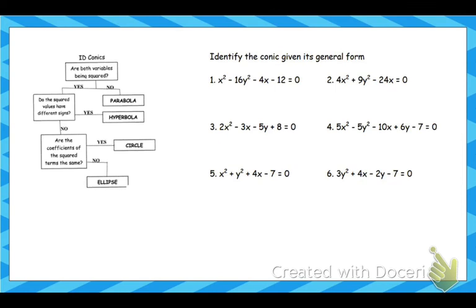The first thing we're going to do to kind of separate these conics from each other is to figure out, are both variables being squared? All right, if both variables are not squared, then it's a parabola. So if you look at these examples here, if you look at number 3, there's only an x squared, there is not a y squared. So that's a parabola. And there's another parabola as well if you look at number 6, because that has a y squared and it does not have an x squared. So if you don't see both x squared and y squared, it's a parabola.